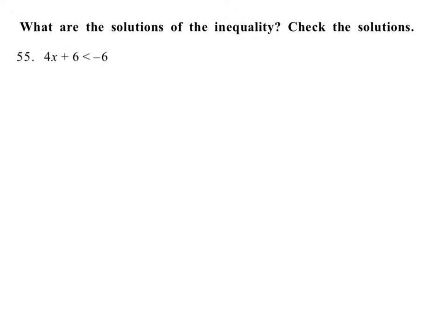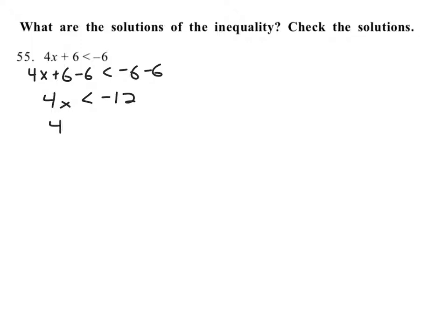Okay, we're going to do the same thing. This will work out a little bit more nicely than the last one did. That last one was pretty tricky numbers. But first we got to solve it. Okay, we say 4x plus 6 is less than negative 6. We need to subtract that 6 away. Subtracting that 6 away, this becomes then 4x is less than negative 12.